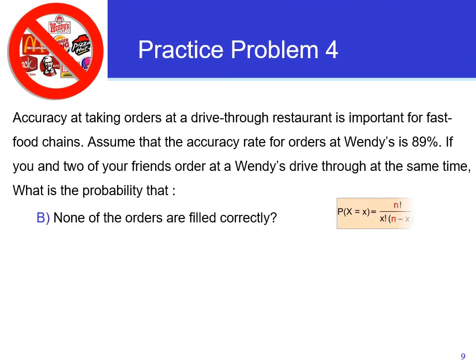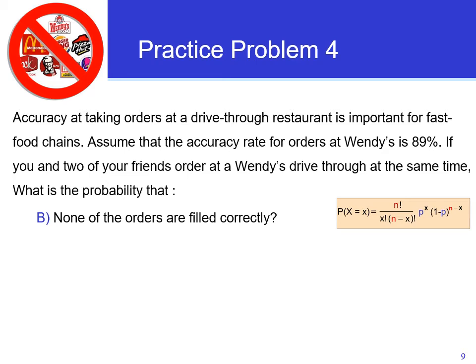Let's see the next part of the problem. What is the probability that none of the orders are filled correctly? You have the formula here, so please pause and work on this problem, find the probability, and then come back to see the solution. All right, let's see the solution. So here is the same problem. You and 2 of your friends have gone to Wendy's and each of you has ordered. What is the probability that none of your orders get correctly fulfilled?